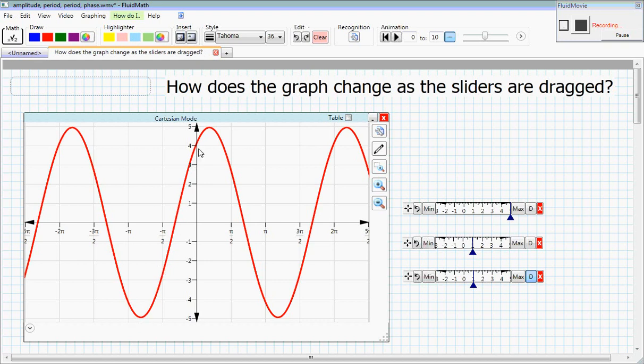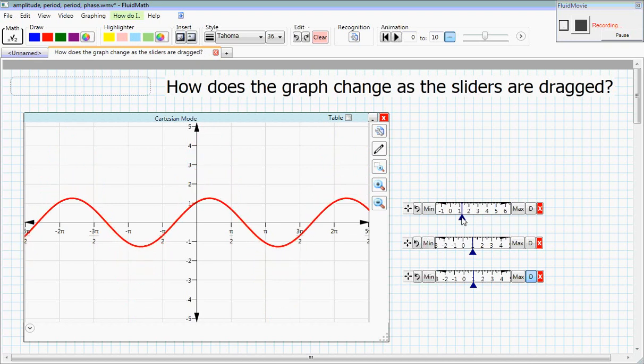you probably noticed that the height is changing. And this is called the amplitude. And the amplitude is half the distance between the maximum and minimum shown. So here, also notice when the slider is at 5, it's reached the point 5 on the graph. So I'm going to drag this back down to 1. And also notice here it's reached the graph at 1. Let's try the next slider.